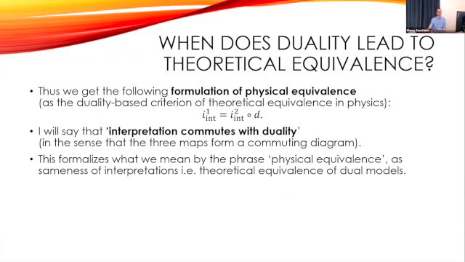Okay, so that's basically the notion or the formulation of theoretical equivalence that I'm going to use. So two things: we have a duality, and we have an interpretation map that commutes with the duality map. And in particular, I have argued that an internal interpretation does precisely that. So that is a sufficient condition.